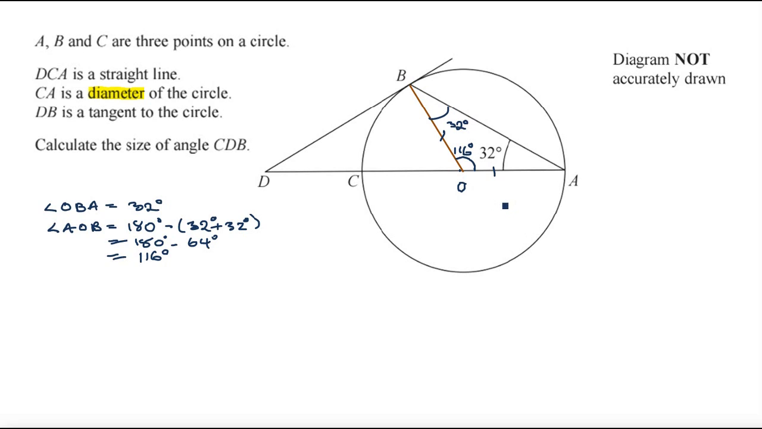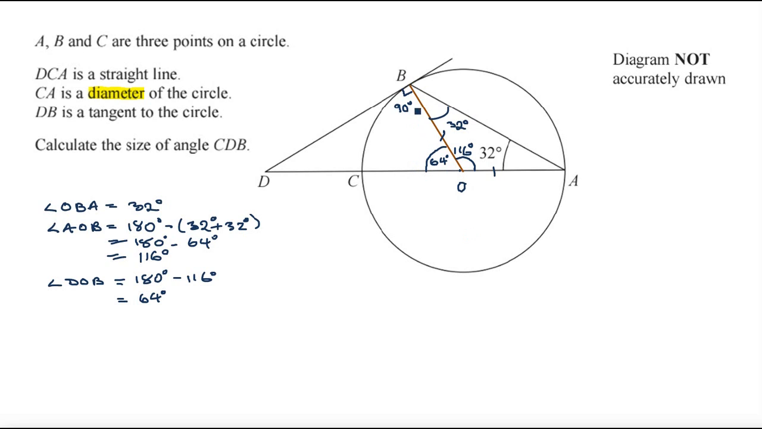Okay, how does that help? Well, we know that this angle here is 90 degrees. So let's just mark that on, 90 degrees. And we can get this angle here, which is 180 minus 116. So let's write that down. DOB, angle DOB is 180 minus 116, angles on a straight line. So that gives us 64 degrees, this angle here.